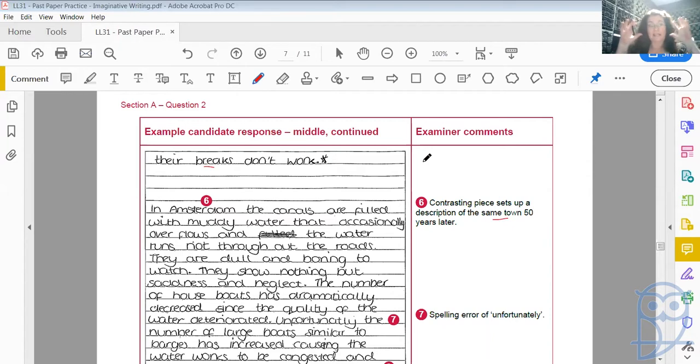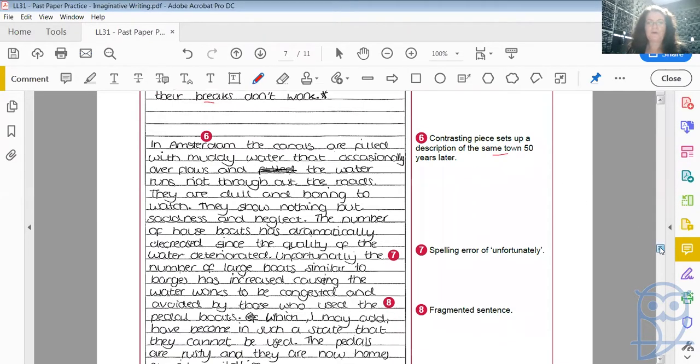So now we're looking at two contrasting pieces, one that looks at the city at this point in time, and then one that looks at the city in the future. And we're going to see if the descriptive element of this exercise comes through in what the student has produced. So we're back in Amsterdam now, we're 50 years later.